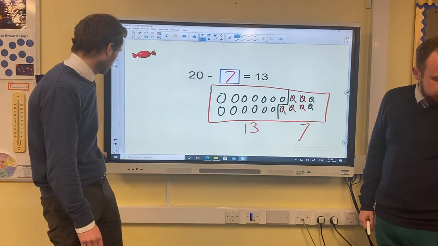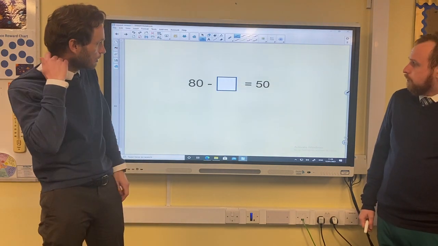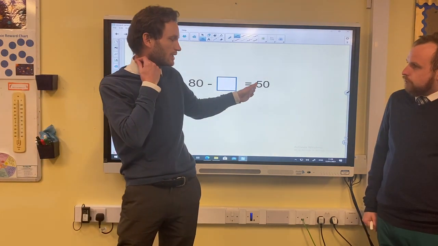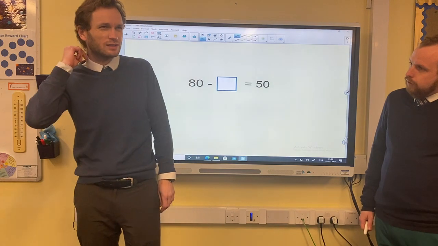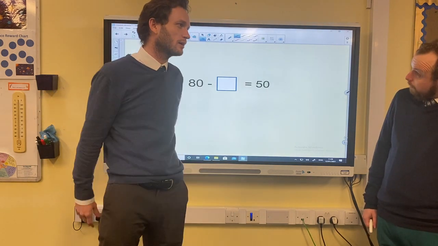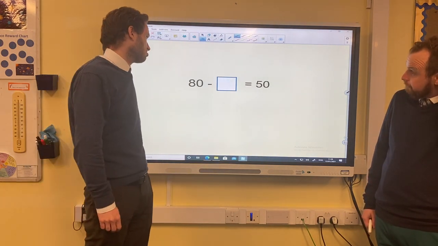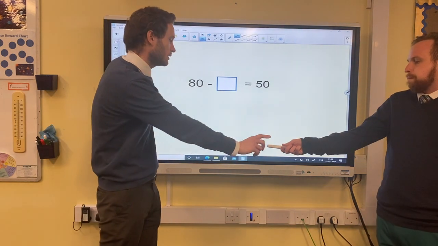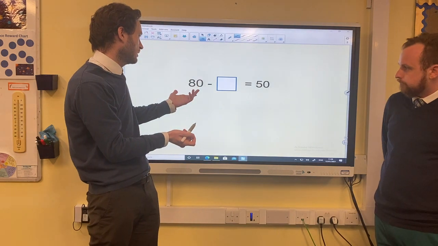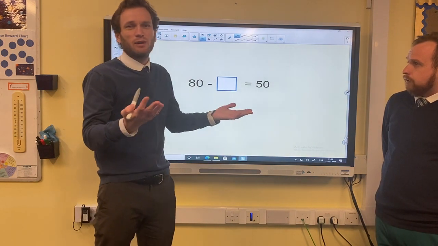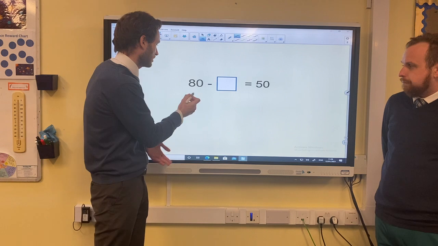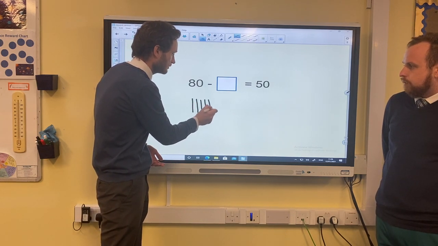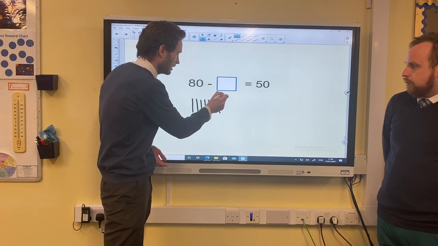Okay, now we've got one more. Now look, because we've got 80 take away something equals 50. Sometimes with bigger numbers you're like, oh, it must be really hard. But I don't know. Let's have a go at this. So 80. We could do an easy way. We could just pretend with our tens, couldn't we? We could go right, 10, 20, 30, 40, 50, 60, 70, 80.